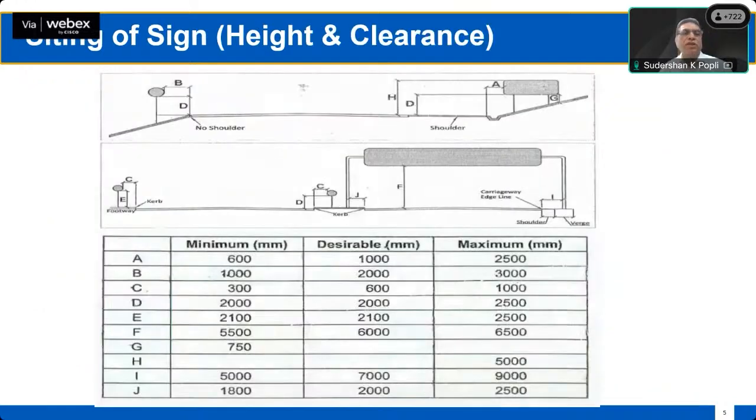So most important is siting of the signs, meaning its height and clearance. This diagram is already given in IRC 67 with dimensions: how far it should be on the shoulder side, how far onto the median side, what the height clearance should be, or in case of cutting, how it should be placed. So these dimensions are given regarding the siting of the signs, height and clearance.